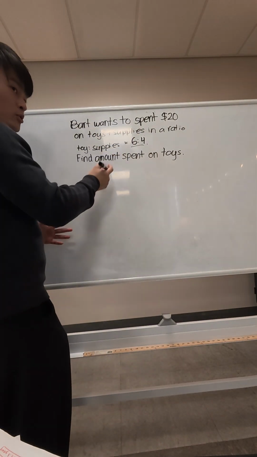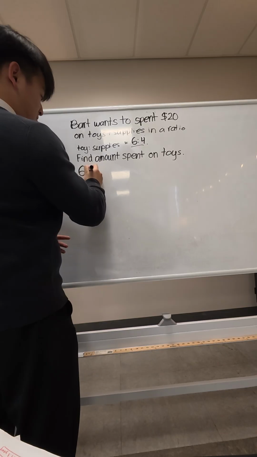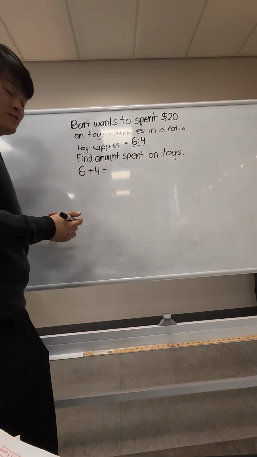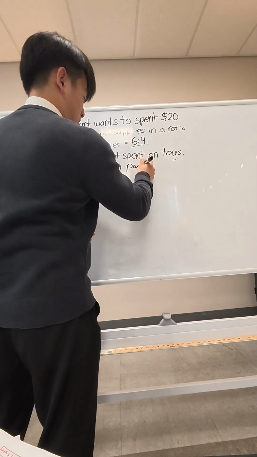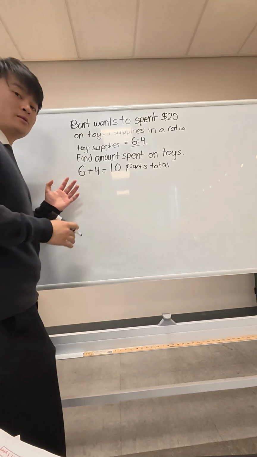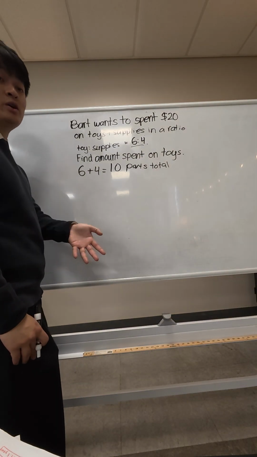So here's what I need to do. If I have 6 to 4, one thing I can do is add the parts together. So I'm going to say 6 plus 4. If I simply do 6 plus 4, what does that give me? 6 plus 4 gives me 10 parts in total. Well, clearly I have the parts in total, but what's the purpose in that? Well, the purpose is that we now know that Bart spends 20 bucks.